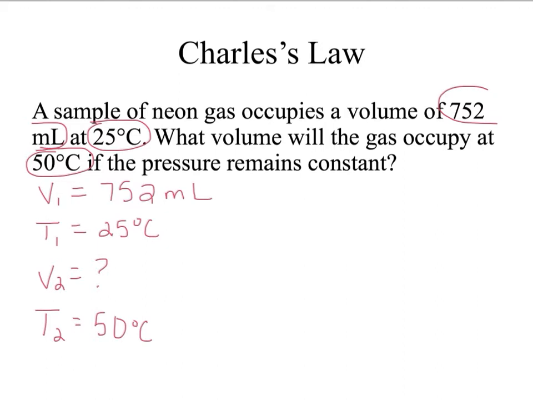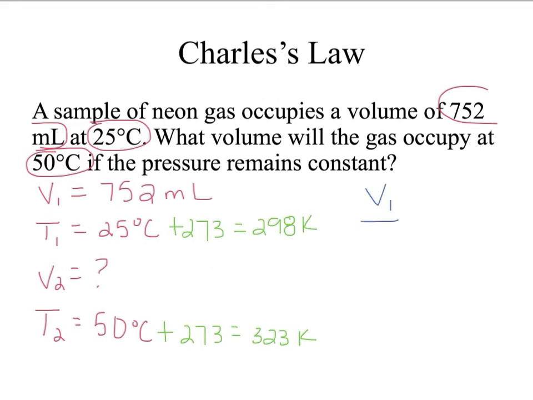Now, first thing you have to remember is whenever you're dealing with gas laws, you always have to be in Kelvin for your temperature units. So I'm going to convert my degrees Celsius to Kelvin by adding 273 to both my temperatures. My T1 is going to be equal to 298 Kelvin. My T2 is going to be equal to 323 Kelvin.